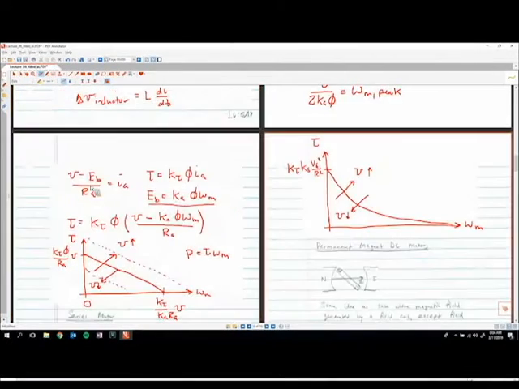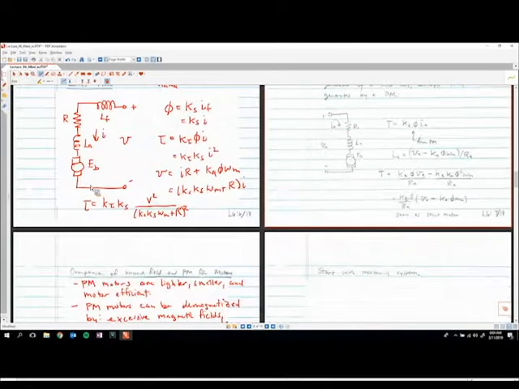Okay, here's a series motor, showing just a different configuration.